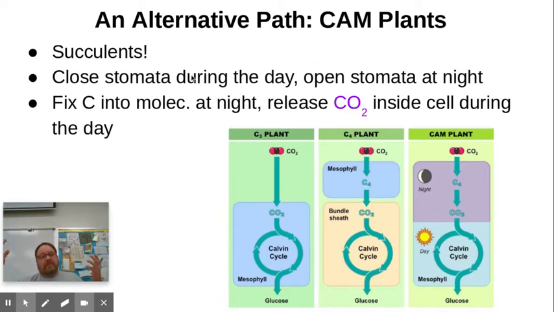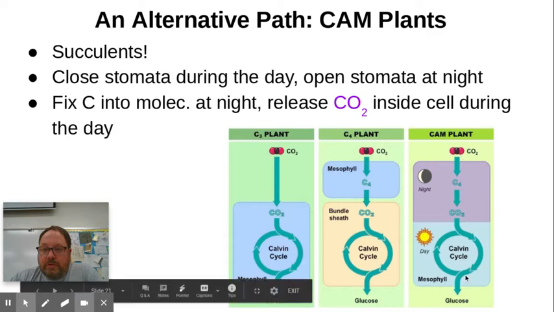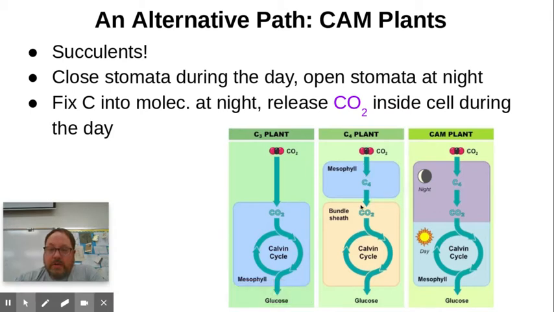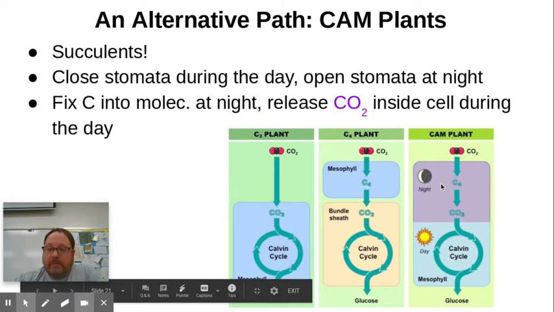If it's something in a desert situation, it's so hot and dry that those stomata have to be completely shut during the day. Otherwise, the plants would lose too much water. So then they open their stomata at night. At night, they can take in carbon dioxide and they'll release less water because the sun's gone away. So what CAM plants do is they separate carbon fixation from sugar production by time. So C4 plants separate carbon fixation from sugar production by location. CAM plants separate carbon fixation from sugar production by time.